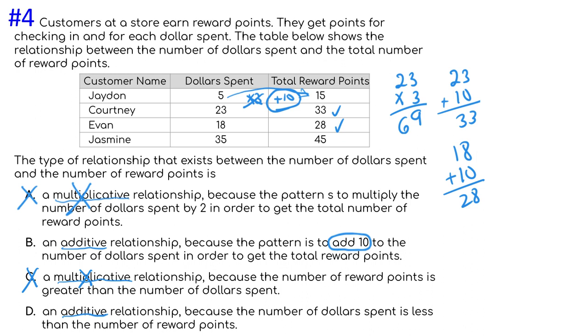The additive relationship because the number of dollars spent is less than the number of reward points. That doesn't seem right, because that would be true if it was additive or multiplicative. The thing that makes it additive is that we are adding 10. So D is out. Correct answer is B.